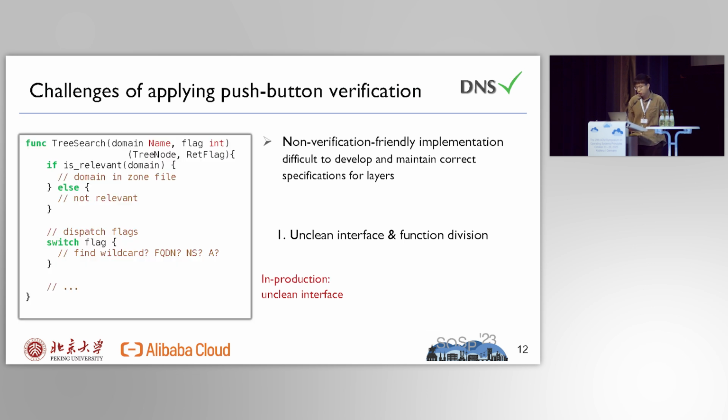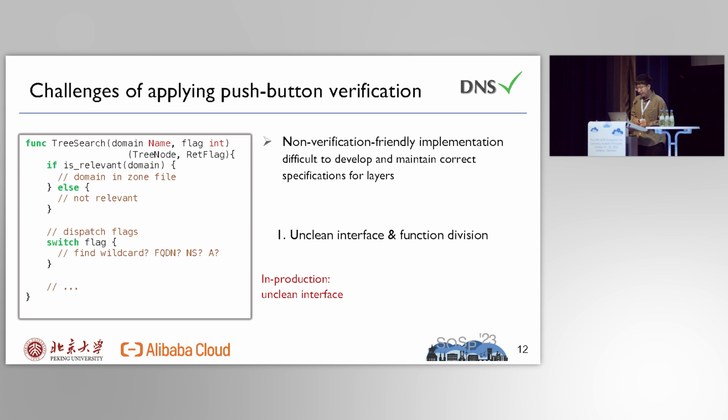for example, the tree search module in our codebase has a lot of control flags and has different behaviors when used from different execution paths. The domain name decides whether it is inside the zone, and the flags decide the matching types such as wildcard, FQDN, NS, etc. This challenge occurs in many modules because DNS standards have many different match options and resource record types.